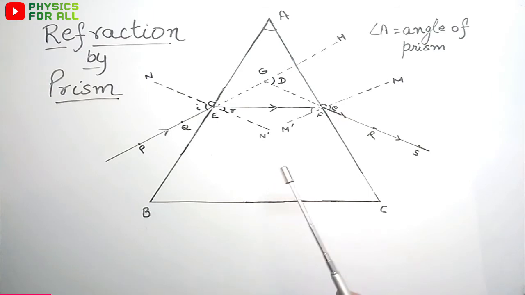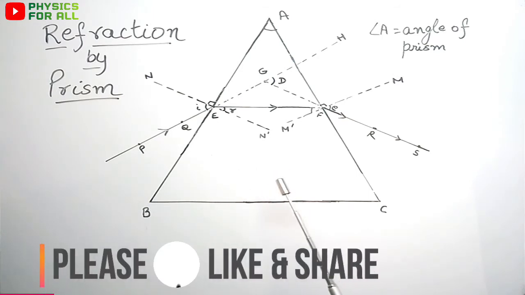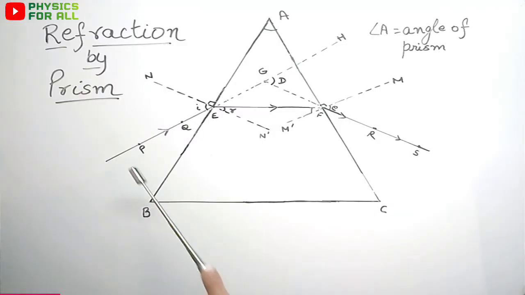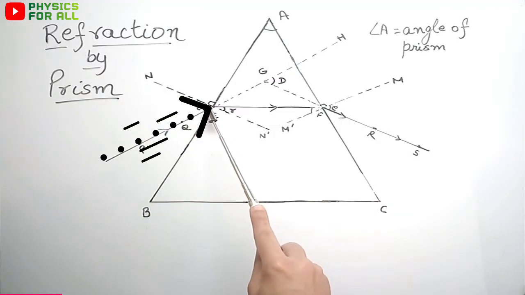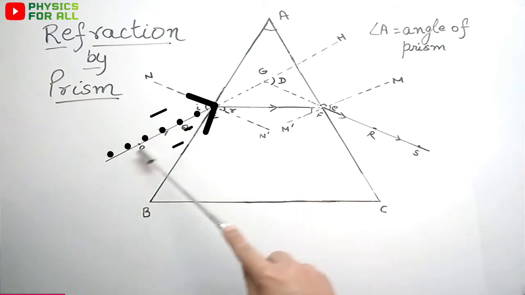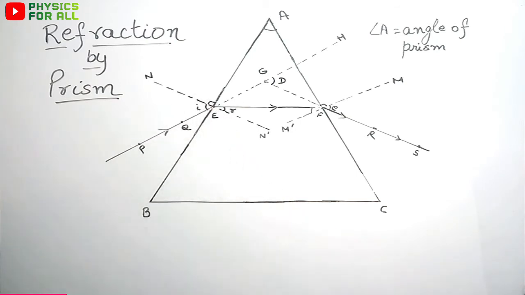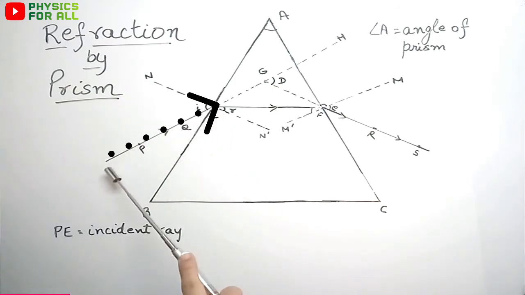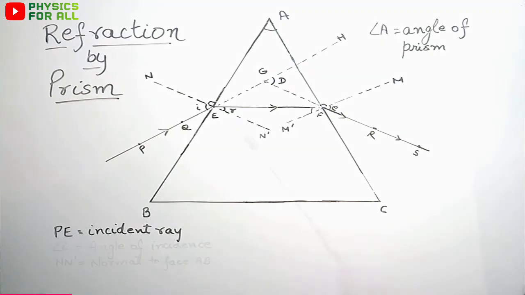Prism, as I told, is a transparent glass. It's a 3D shape, but it's transparent and is made of glass. Now we know that glass is denser than air. So whenever light would enter, you can see here that light is entering via this route. Rays are coming and hitting the prism at this point. So PE is the incident ray.